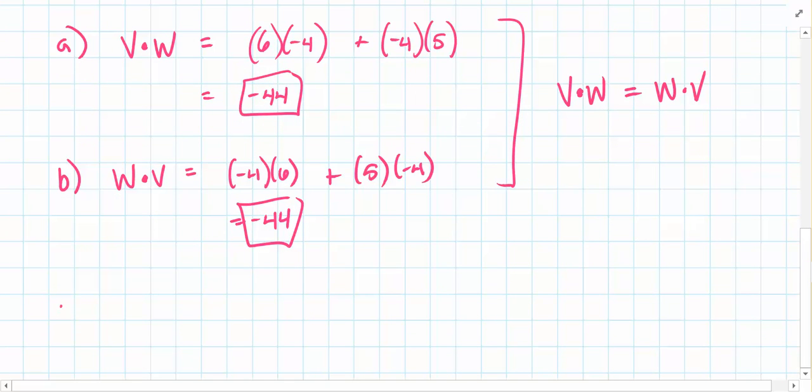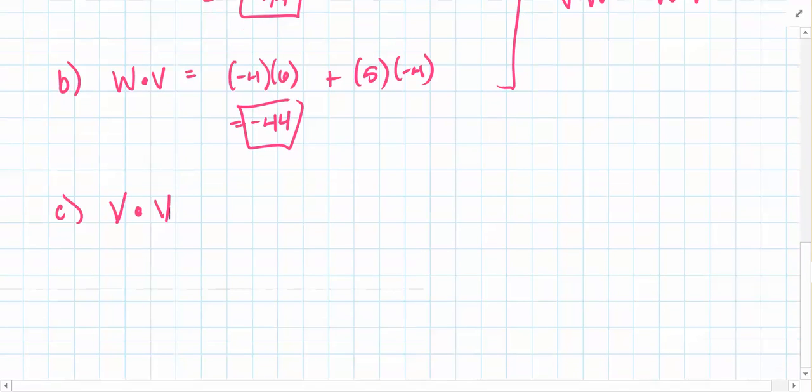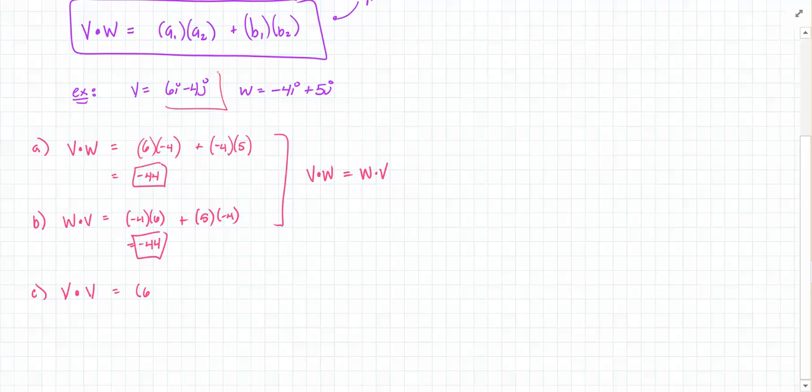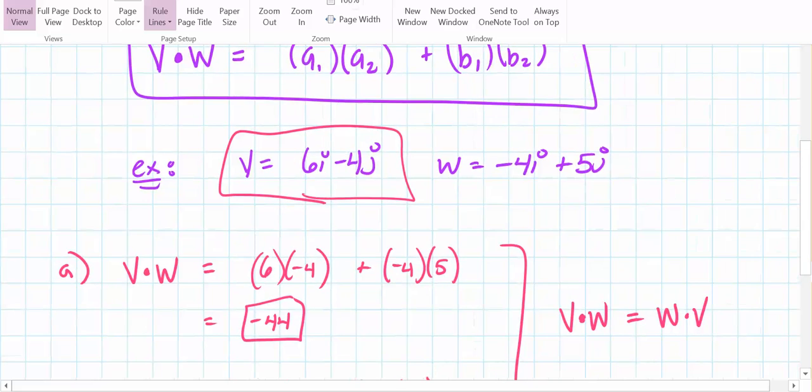All right, question then: what is v dot v? The dot product of v with itself. You can actually do that. If you look at the components for this one, it's going to be 6 times 6 plus negative 4 times negative 4. What would that be? I'm getting 52, yes, 52.